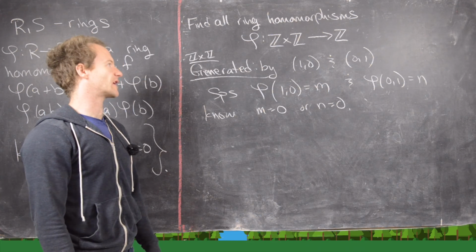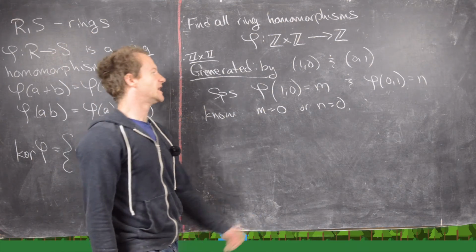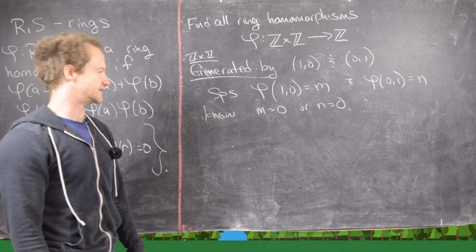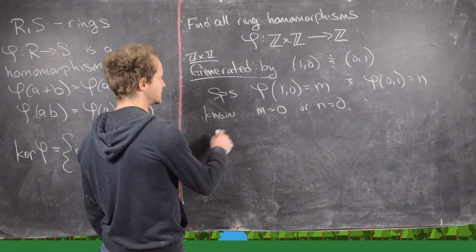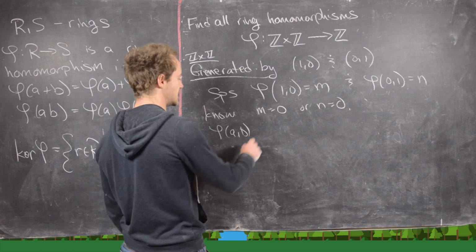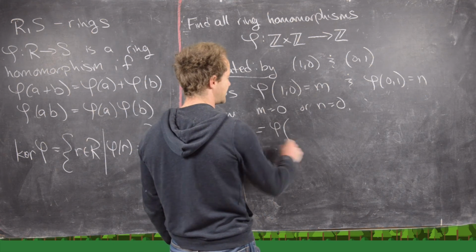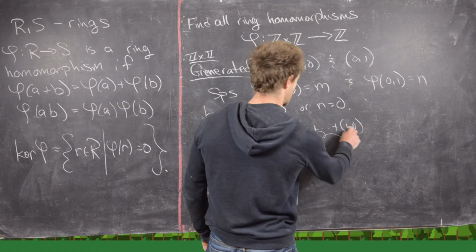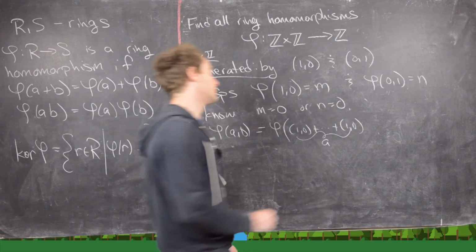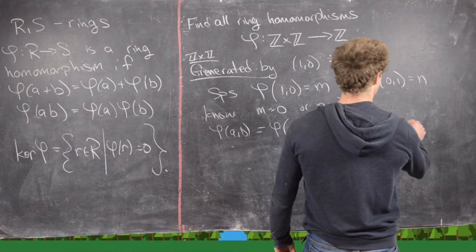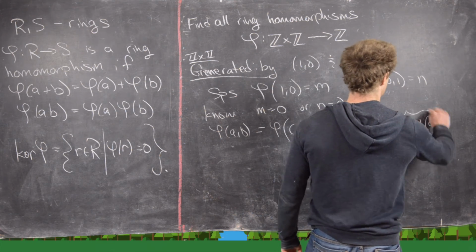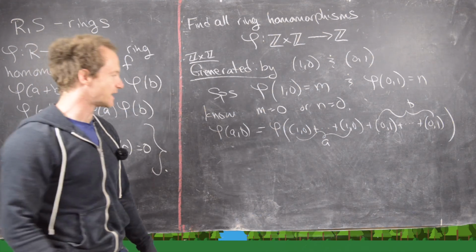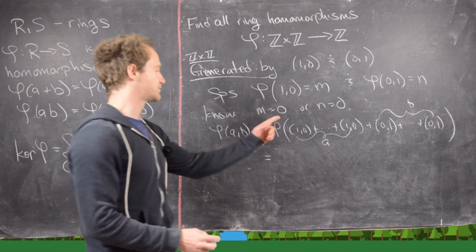Okay, we determined that if we've got a ring homomorphism from Z cross Z to Z that sends (1, 0) to m and (0, 1) to n, then either m is 0 or n is 0. Now let's also notice this. If we have phi of (a, b), that's going to be the same thing as phi of (1, 0) added to itself a times, plus (0, 1) added to itself b times. But now using the fact that this is a ring homomorphism, we can split all of those up.